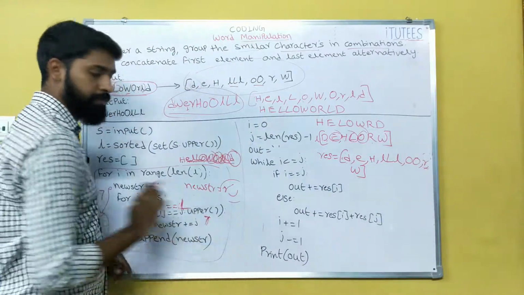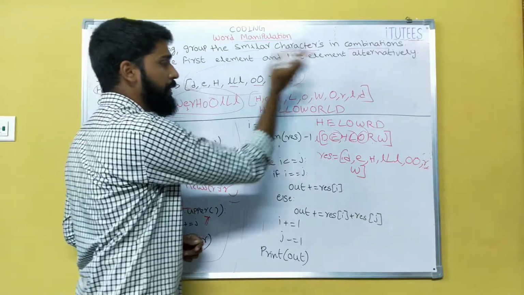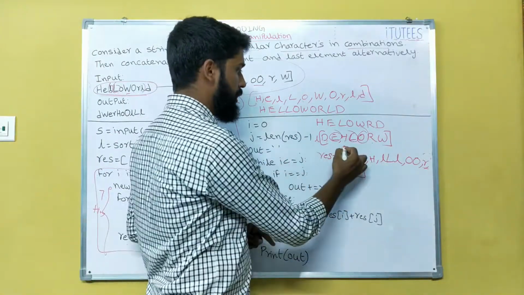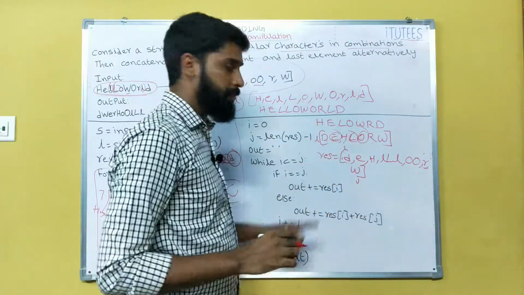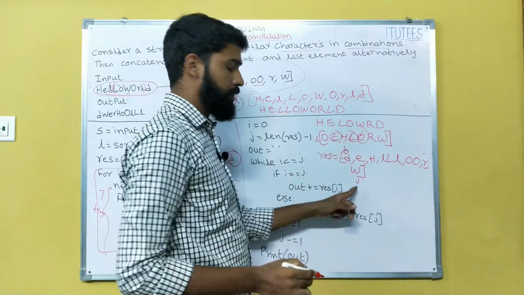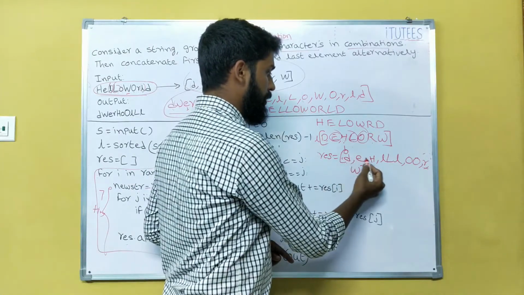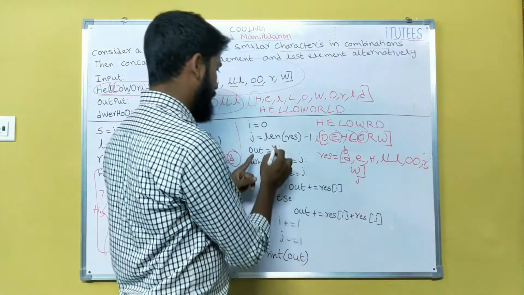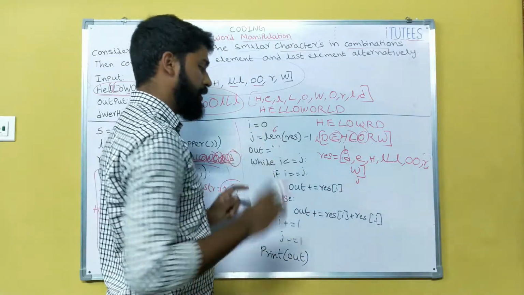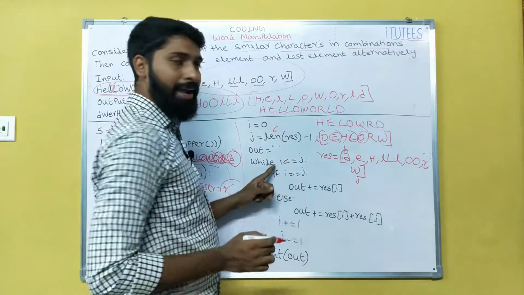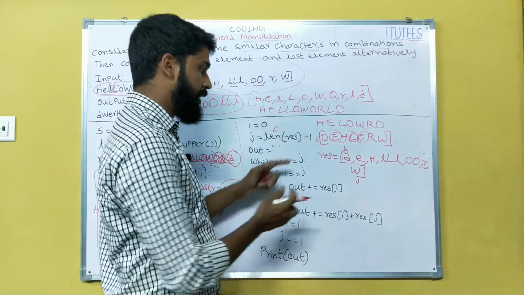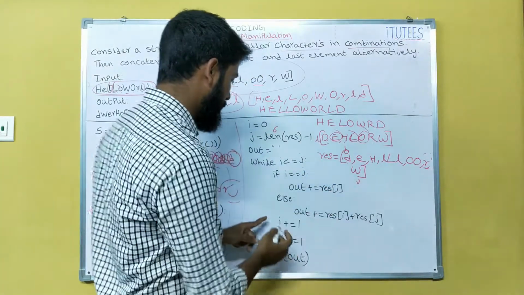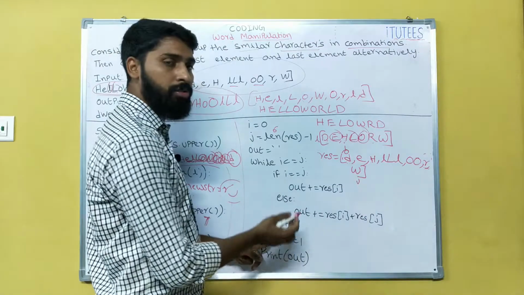Okay, this is all. Now we are going to concatenate the first element and last element. What is the first element? D. What is the last element? W. That means this is the i, this is the j. What is the i index? 0. What is the j index? 0, 1, 2, 3, 4, 5, 6. What is the length? 7. 7 minus 1, j equals 6. Output is empty. So while i is less than or equal to j, every time we increment i by 1 and decrement j by 1, that means i equals i plus 1, j equals j minus 1.